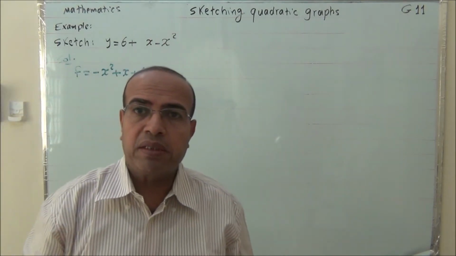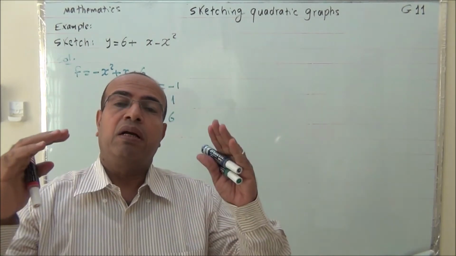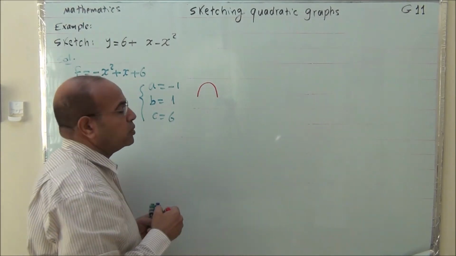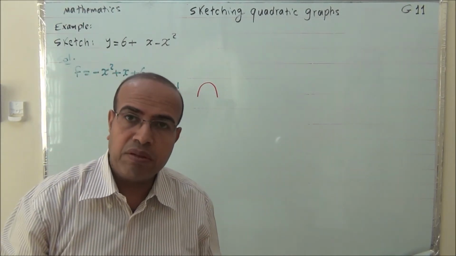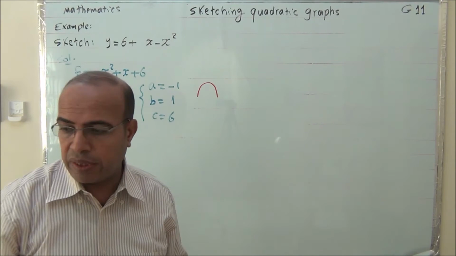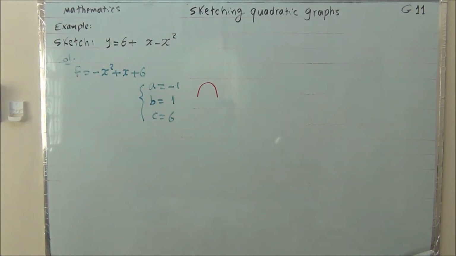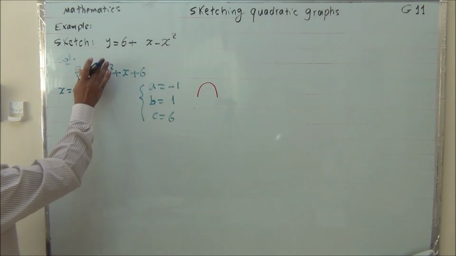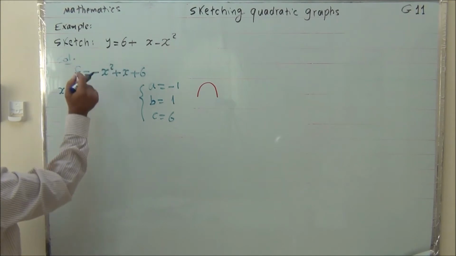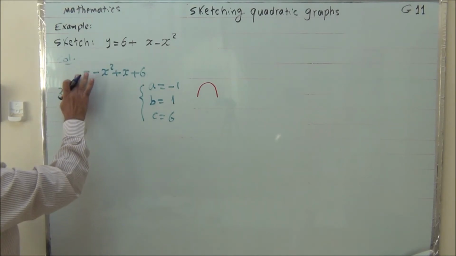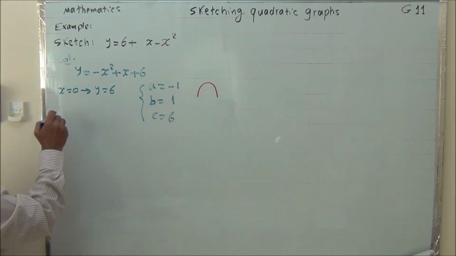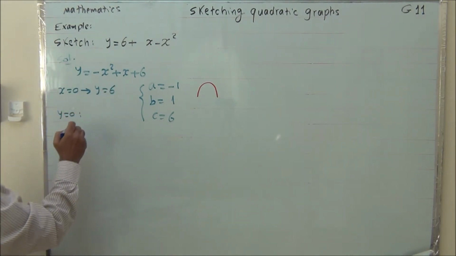A equals negative 1, so the shape is a parabola opening downwards, because a is negative. Now we replace x by 0. When x equals 0, all of these terms cancel. So y equals 6. Replace y by 0.